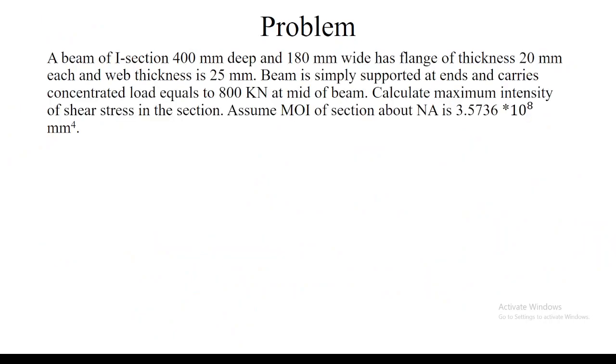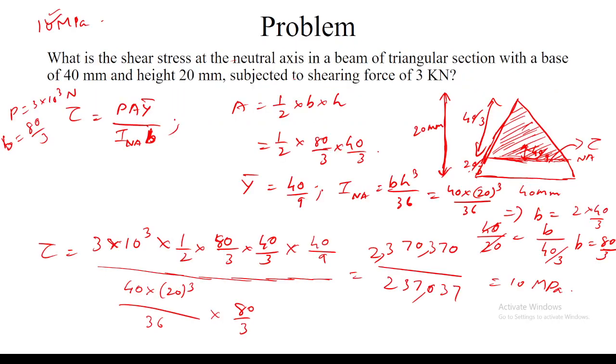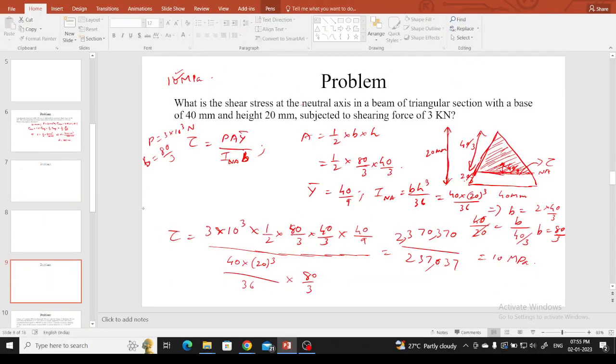Okay, so what is the time? Okay, 7:55. Fine. So a beam of I section 400 mm deep and 180 mm wide has flange of thickness 20 mm each and web thickness 25 mm. Okay. So before this, maybe I will give you a simple concept, okay, and then I will come to this.